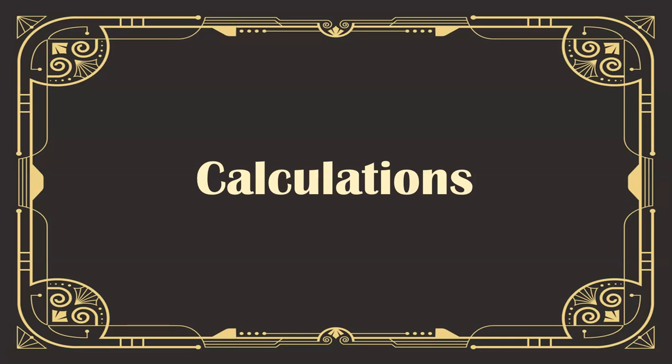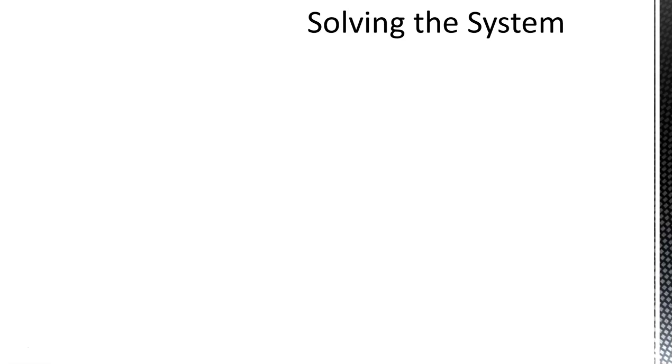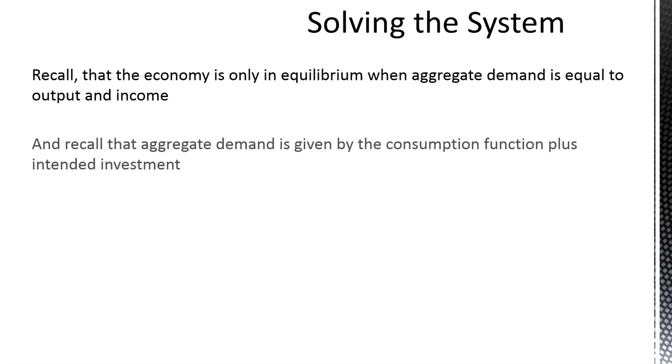Now that we've gone over the basic components of the Keynesian model, I want to spend a little bit of time looking at the math of the system in a little bit more detail. We'll start off by finding the equation for equilibrium output and income, which we'll denote with Y sub E. Recall that for any economy to be in equilibrium, aggregate demand, that is total planned spending in the economy, has to be equal to output and income.